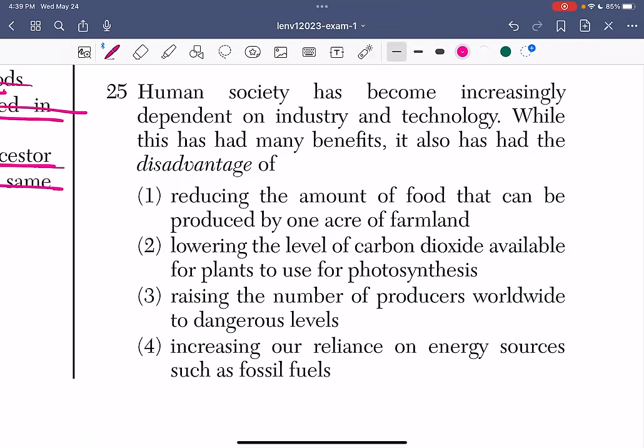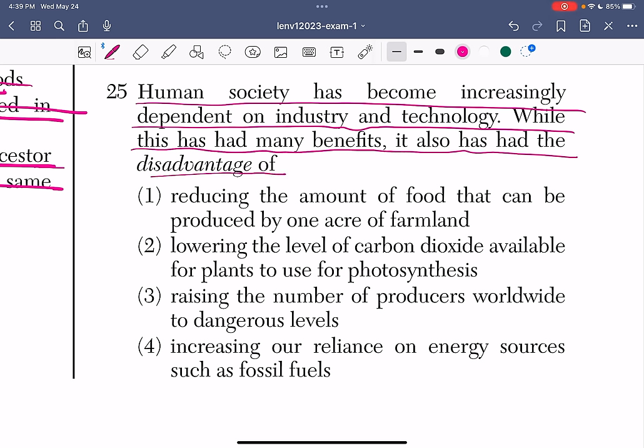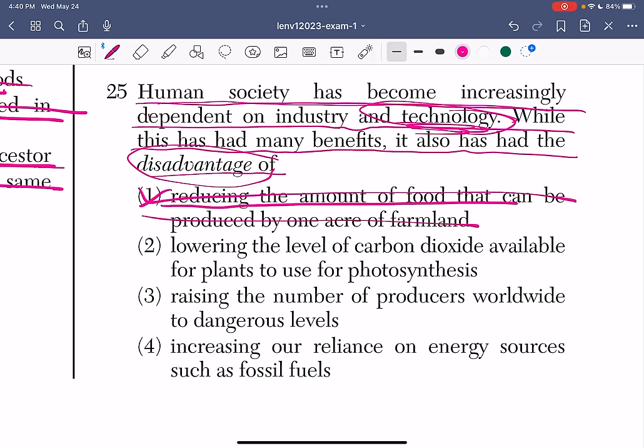Let's take a look at number 25. Human society has become increasingly dependent on industry and technology. While this has had many benefits, it also has had the disadvantage of, so this is talking about human society becoming increasingly dependent on technology. Okay. A disadvantage of being very dependent on technology is, so let's take a look at the choices. Reducing the amount of food? No, technology does not reduce the amount of food. Lowering the level of carbon dioxide? Technology does not lower pollution.